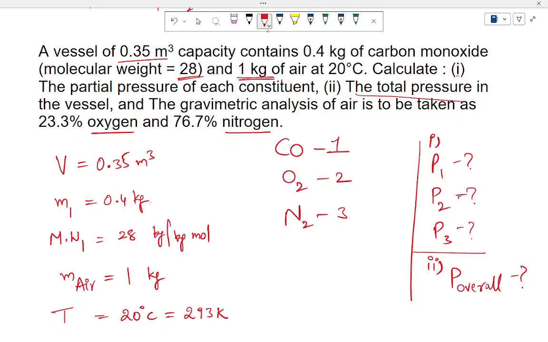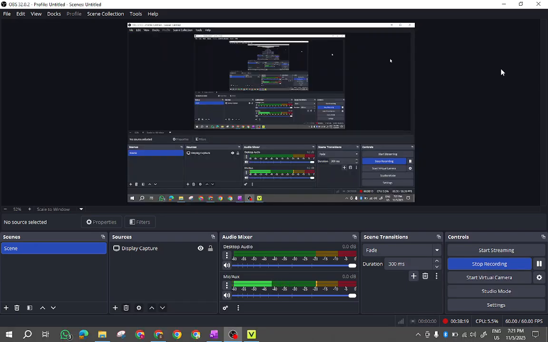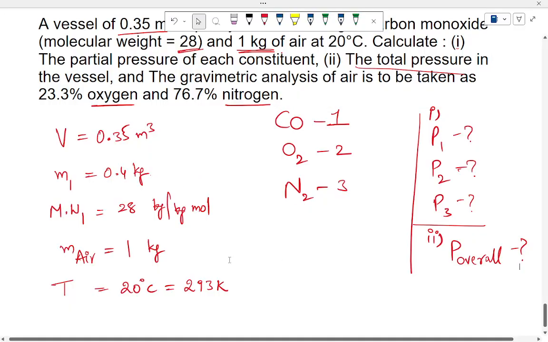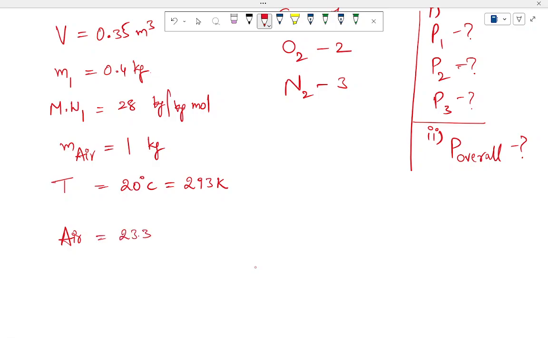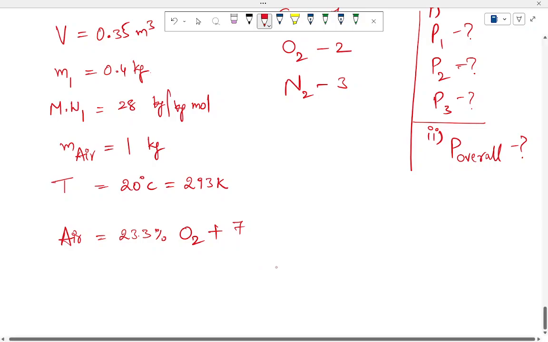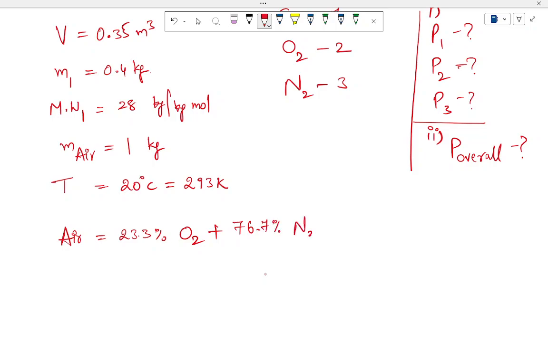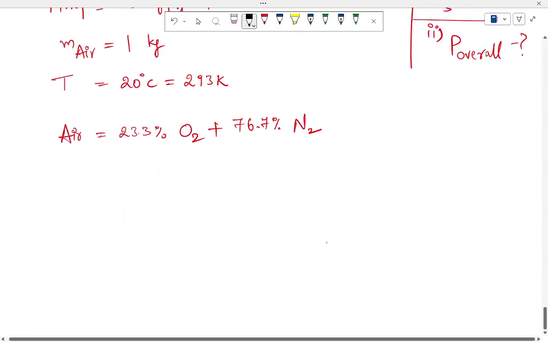So that's the question given to you, and here he is saying 23.3% of oxygen. Whatever air is there here, this air has 23.3% of oxygen plus 76.7% of nitrogen. So I can imagine my problem like this.